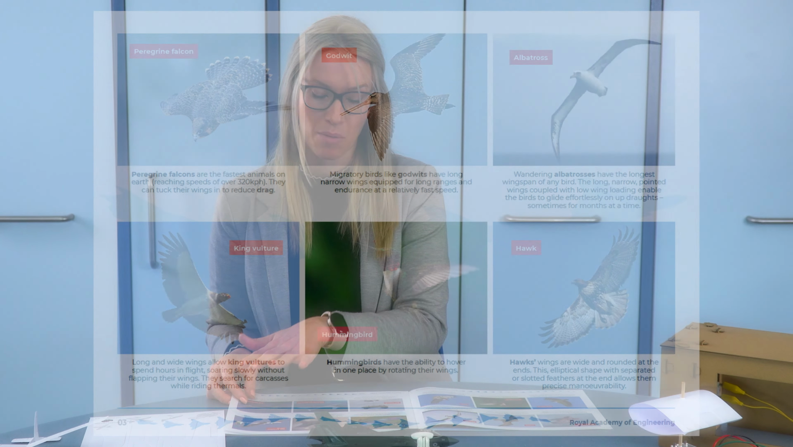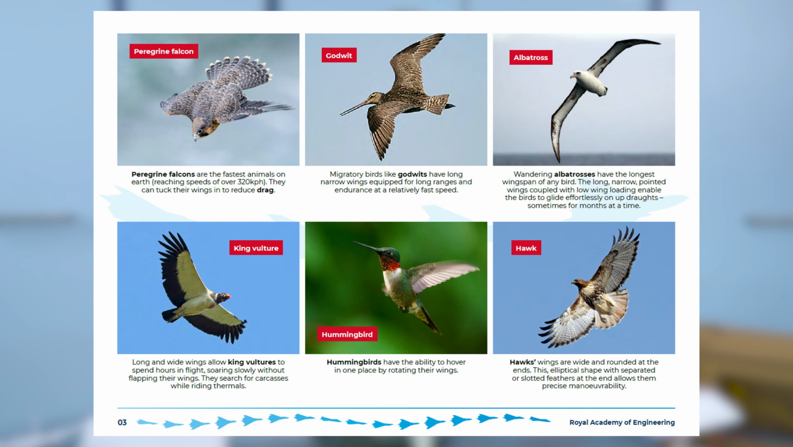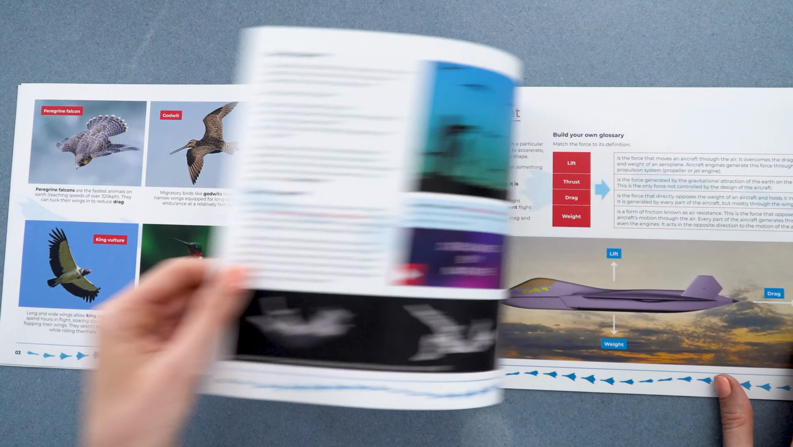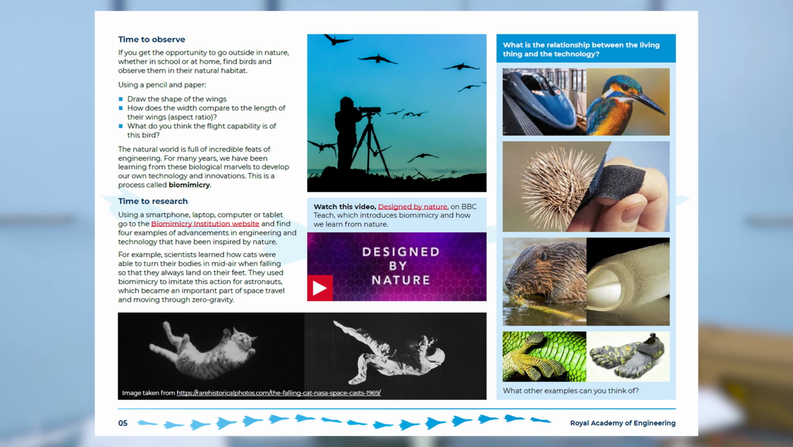The first activity is looking at flight in nature. This is where students are going to look at things that fly and how they might have similar shapes because their movements can also be similar. This then links on to an activity for them to research biomimicry. This is where they can look at other designs that have been inspired by nature, as well as being able to have a go at doing their own designs inspired by something they've seen in nature as well.